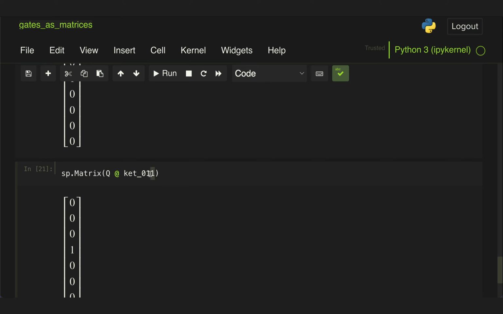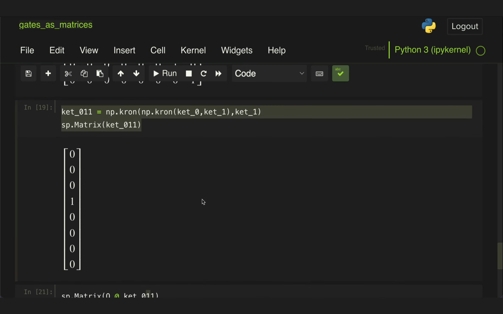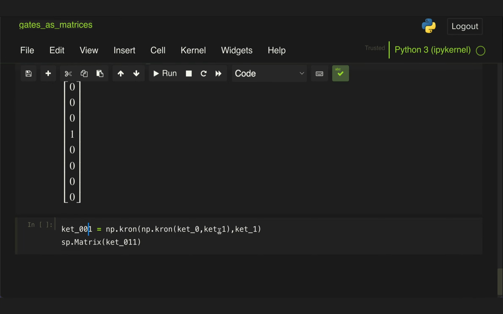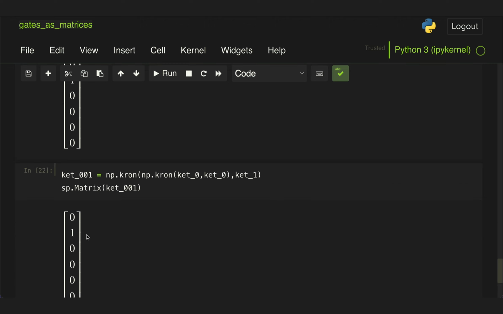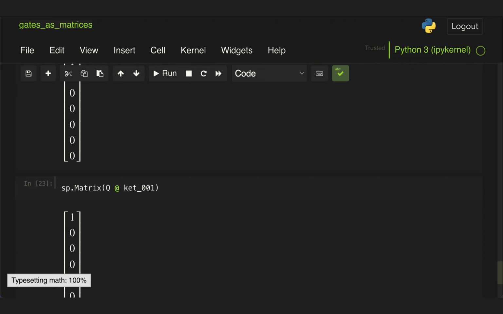Now, what would make that third bit flip to 0? Well, the OR between 0 and 0 is 0. So if we now create the state 0, 0, 1, so let's change this to 0, which is a vector with a 1 in the first entry, then if we multiply this with the Q matrix, the expectation is that the OR between 0 and 0 should be 0. So this should give us the column vector corresponding to state 0, 0, 0. So let's do that. And here we have it. So we get a vector with a 1 in the 0th entry, which would be state 0, 0, 0.